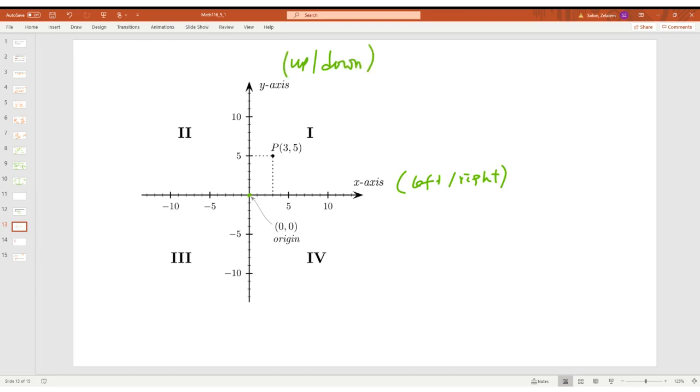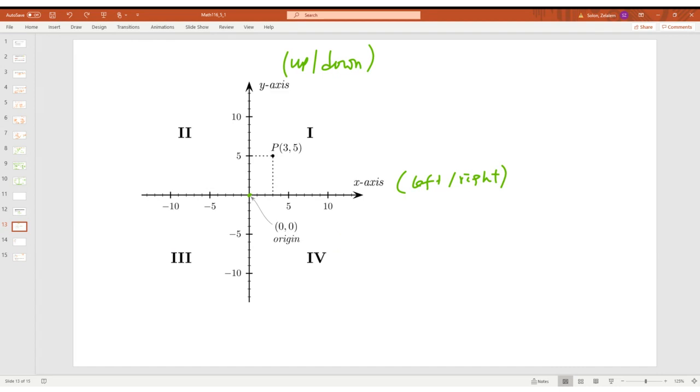So the y-axis goes up and down. Okay, and we have 4 different quadrants. The first quadrant, the second quadrant here on the left, the third quadrant, and the fourth quadrant. So this means 1, 2, 3, 4. We use Roman numerals. Okay, these are Roman numbers. We don't use the Arabic numbers 1, 2, 3. We use Roman numerals. So when you see I, it means the first quadrant.